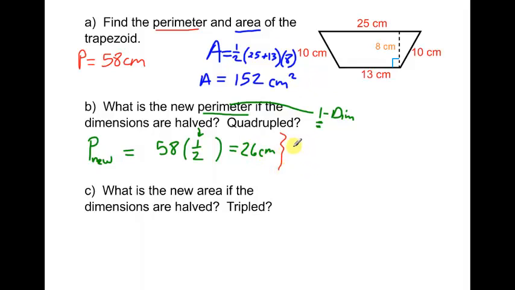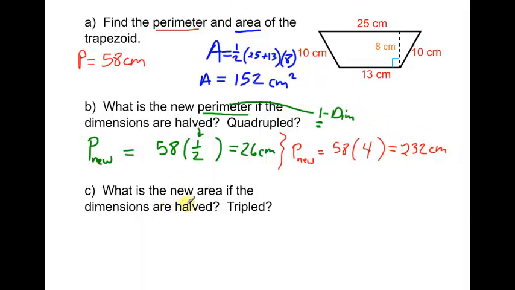If I'm quadrupling, the same thing applies. My new perimeter would be my old perimeter of 58 multiplied by one scale factor. It's one dimension, so one scale factor, which would be 4 for quadrupling, and I would get 232 centimeters for the new perimeter, 4 times longer.